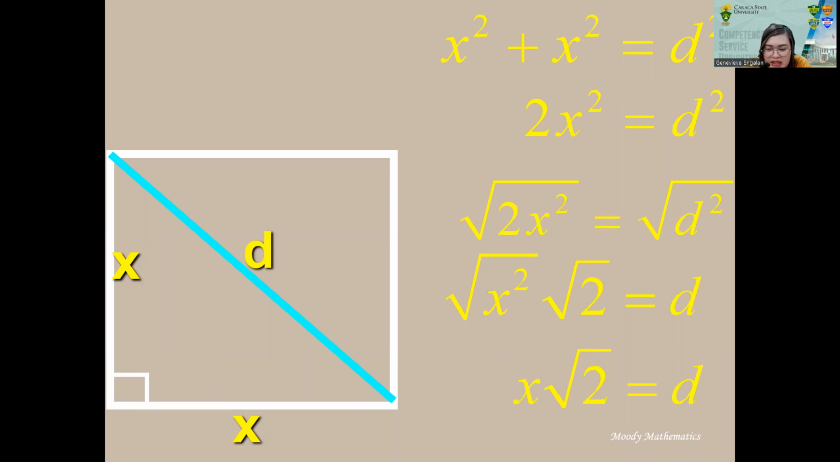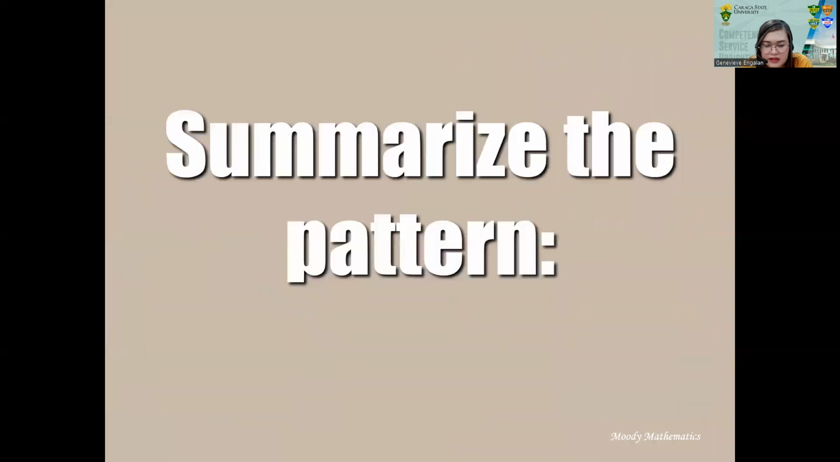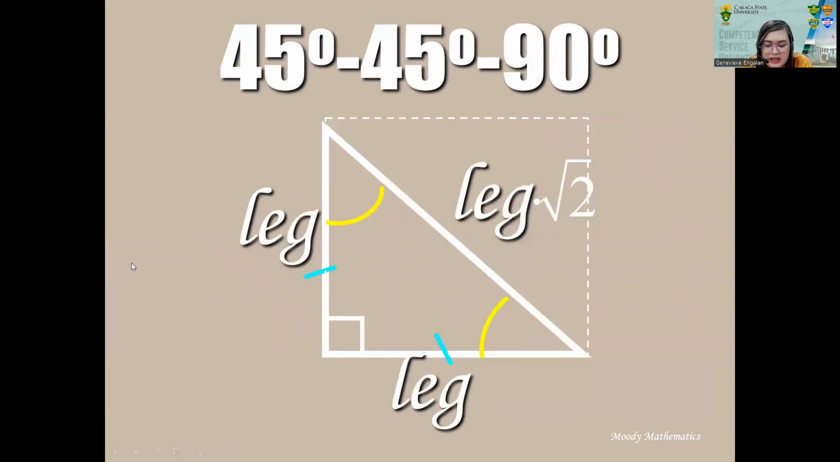So if you have a 45, 45, 90 nga triangle, and x ang measure sa imuhang legs, so ang iyahang hypotenuse, or the diagonal of this square, is just x times square root of 2, where x is kadtong measure sa iyahang legs. Okay, so to summarize the pattern, if you have a leg, the same ang measure sa leg niya, so ang hypotenuse will be leg times square root of 2.